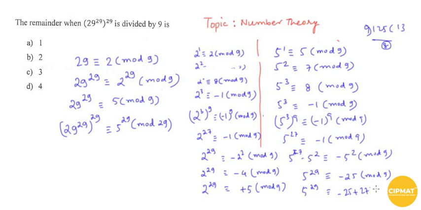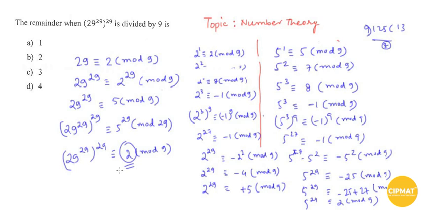I can add 27, which is a multiple of 9. So what I'm going to get over here is 2 mod 9. So 29 to the power 29 to the power 29 will be congruent to 2 mod 9. Hence the remainder is going to be 2.